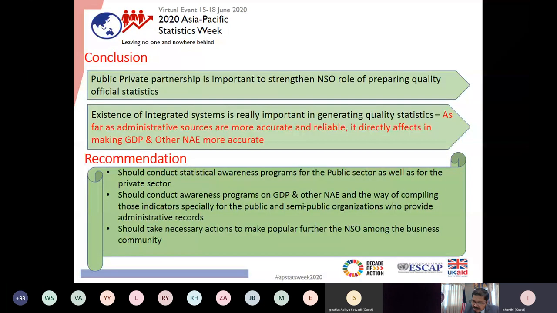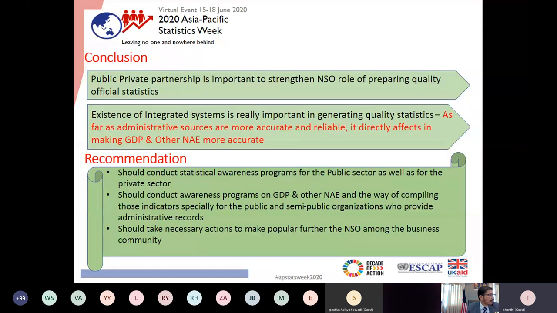The conclusion of my paper is, public-private partnership is important to strengthen the NSO role of preparing quality official statistics, and also the existence of integrated systems is really important in generating quality statistics. As far as administrative sources are more accurate and reliable, it directly affects making GDP and other national accounts estimates more accurate. My recommendations are, we should conduct more statistical awareness programs for the public sector as well as for the private sector.